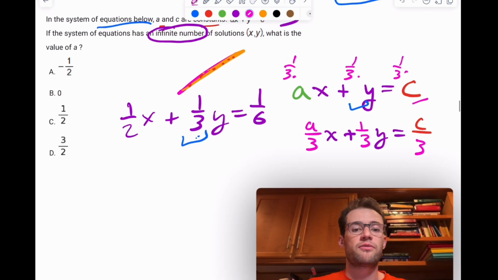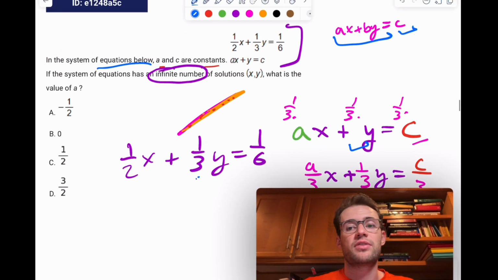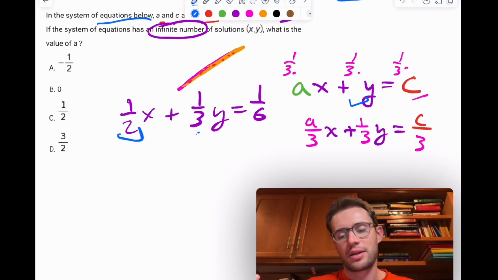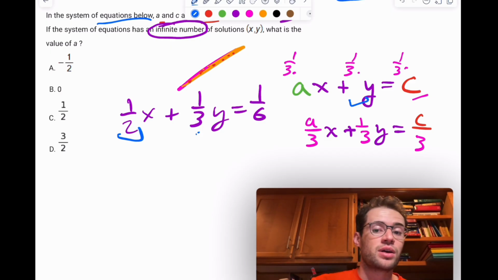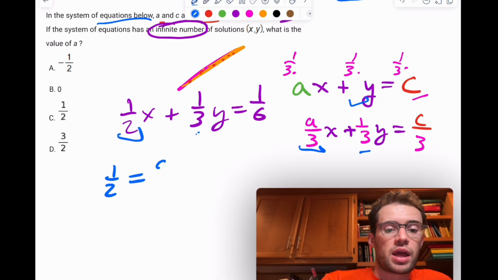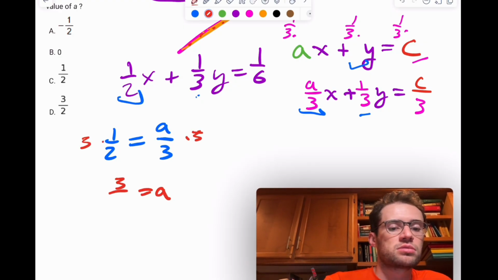So now you've got this, they're in the same form, and they have the same b value, the coefficient in front of the y. So now, again, if we want the entire left side of the standard form equation to be the same, that means that this 1/2, the coefficient in front of the x for the first equation, has to be equal to the coefficient in front of the x for the second equation, because it's already got the y the same. So a over 3 is equal to 1/2. And then to get a alone, we just multiply both sides by 3, which means a is equal to 3/2.